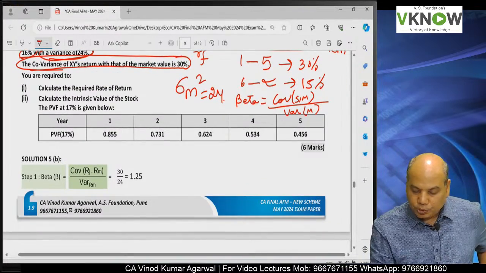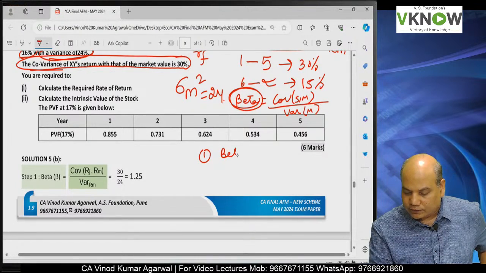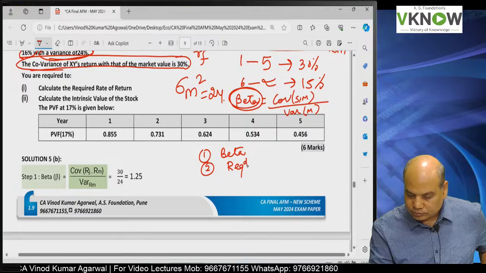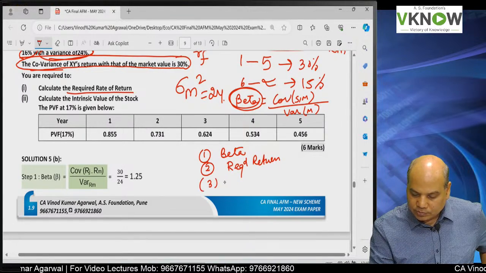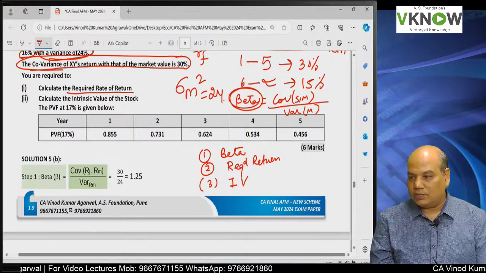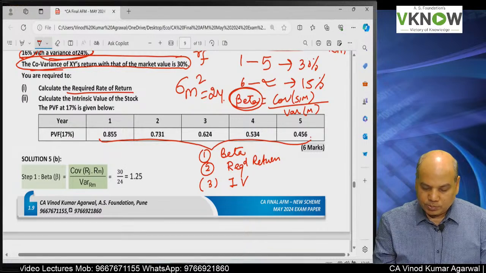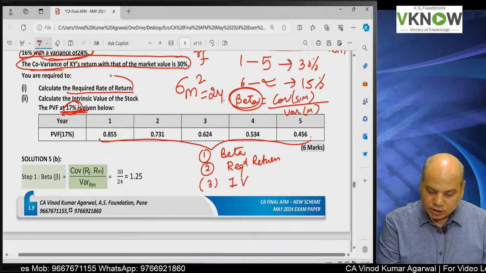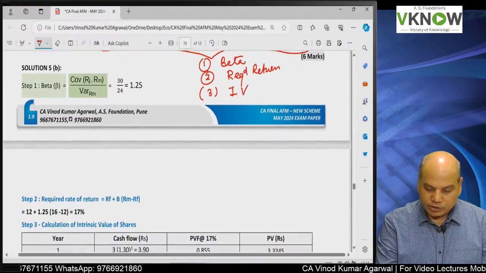So first we will compute beta. How my thought process will start after reading this problem? First beta, then you compute required rate of return, which is a part of the question also, and then in the third step we will compute the intrinsic value. And to help you, they have given you PV factor at 17%. So indirectly there is a hint in the problem that your required return will come to 17%. Let us check. So please focus.